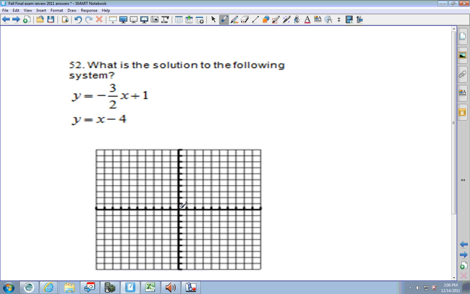I'm going to go to +1 and put a dot. Remember, you go to your y-intercept first. My slope is -3/2. How does that tell you to move? Go down 3 and to the right 2.